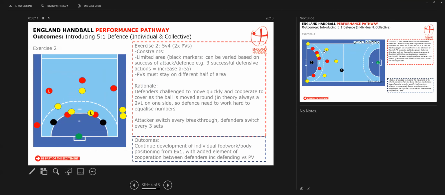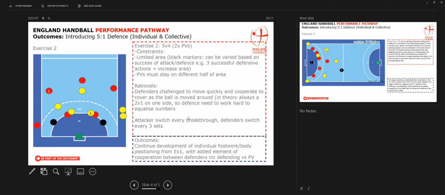So the second exercise was to build on the first one. Still looking at the individual skill element, but adding in an element of cooperation for the defender and additional movement as well, so covering the line player as well as defending against the back. We've gone with a 5 versus 4 with 2 line players. So essentially, whichever back has the ball, there could potentially be a 2v1. So the defence, particularly the back 3 defenders, have to work quite hard and quite quickly to cover the space. They have to cooperate quite well.